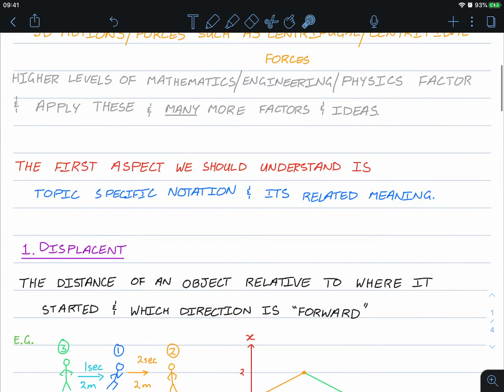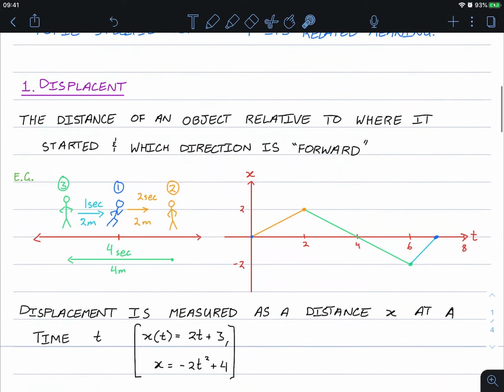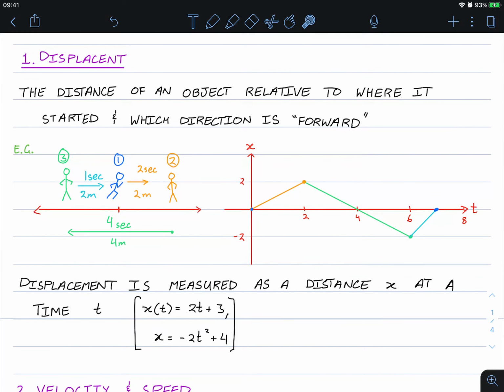The first aspect we should understand is topic-specific notation and its related meaning. So, here we go. The first thing we should understand is displacement. Displacement is the distance of an object relative to where it started and which direction is forward.